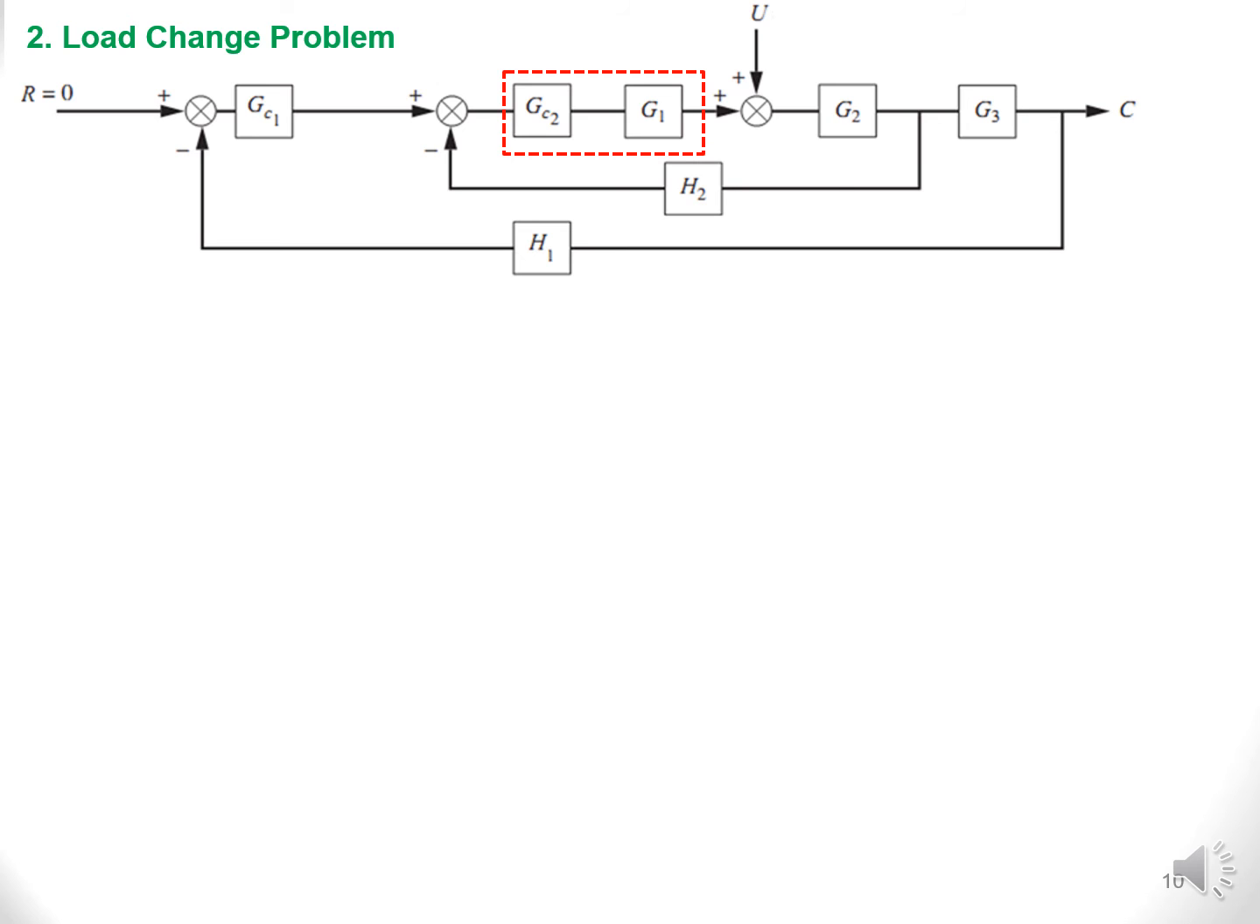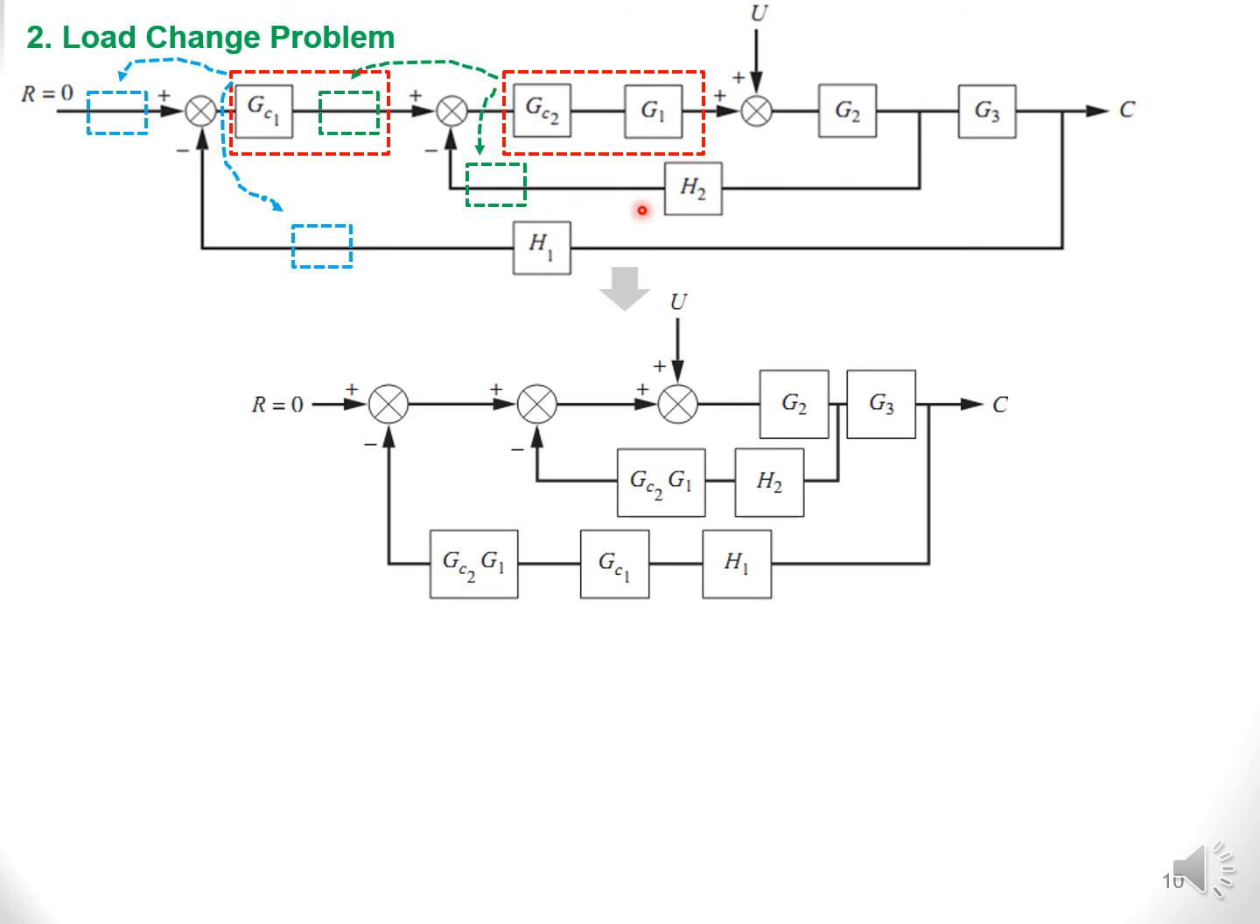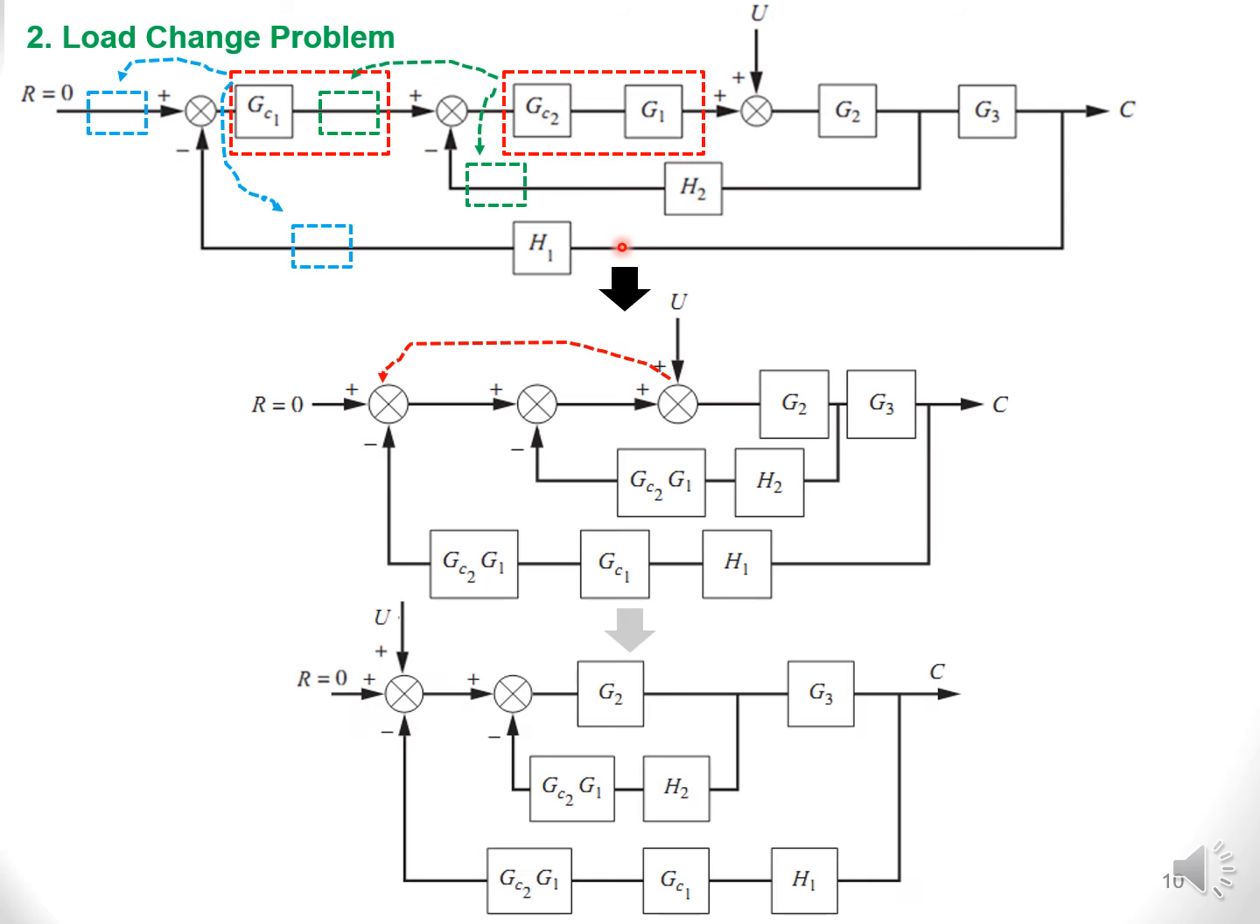And you have a load change problem, which is actually the disturbance problem. Then if we have the system, we want to simplify to the final closed loop system. Okay, we do a little bit of block diagram manipulation. We have studied block diagram manipulation.